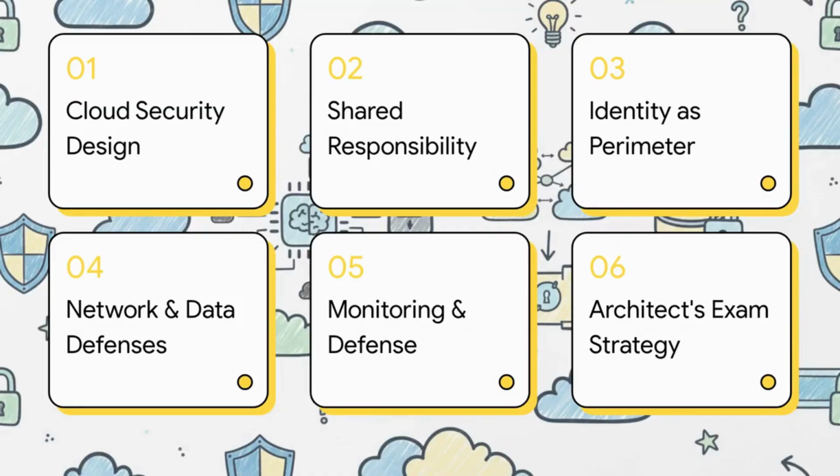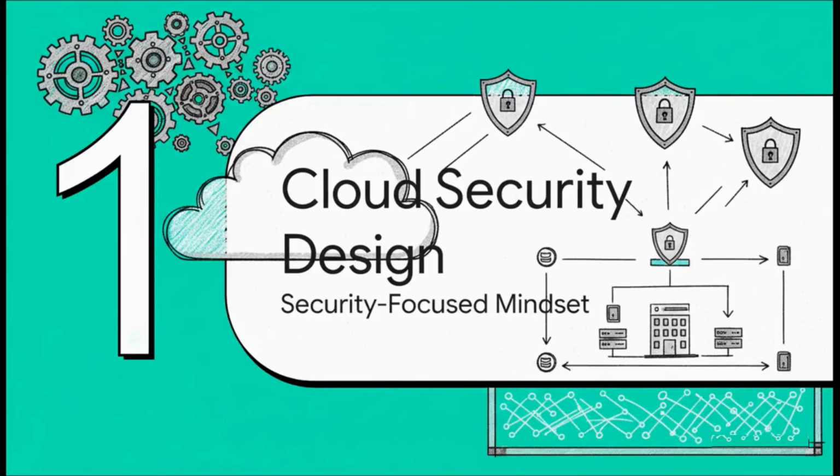So here's our game plan. We're going to build a complete mental model for AWS security, one layer at a time. First, we'll cover the basic ground rules. Then, we'll get into the most important part, your primary perimeter, which is all about identity. After that, we'll build the walls with network and data defenses, set up our watchtowers with monitoring, and then wrap it all up with the solid strategy to crush these questions on exam day. Okay, let's jump right in.